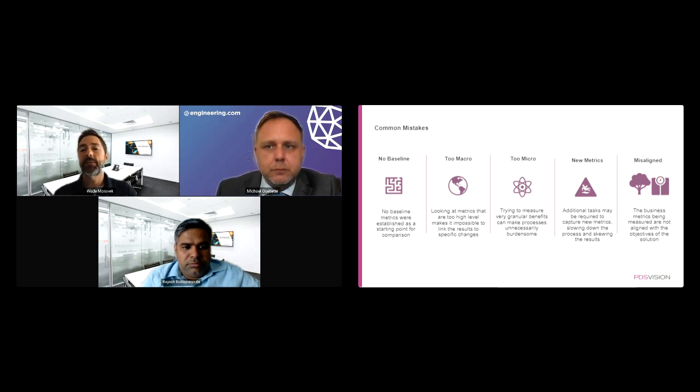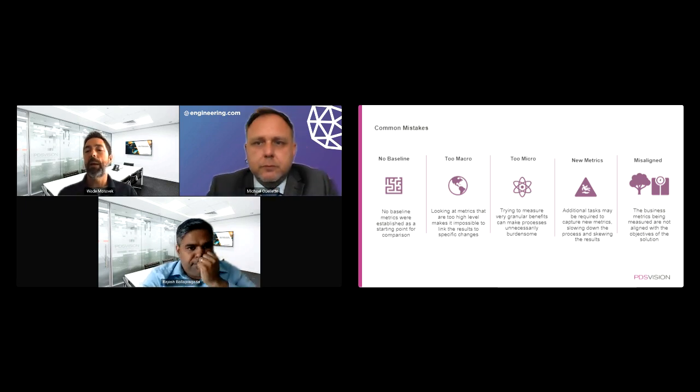And then the final thing is just having your metrics being misaligned to the solution that you're implementing. So again, if you're not tracking information that is really going to be impacted by the change that you made, it's not going to give you good results. If we're implementing changes that are trying to improve our product development process, we don't want to look at first time fix rates and mean time to resolve an issue and things like that, which are more service related. We're not impacting that. We want to be looking at product development results.